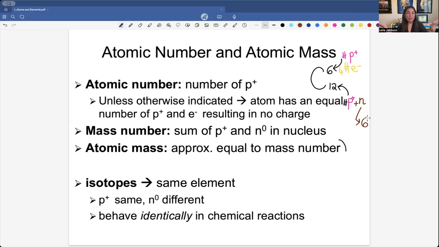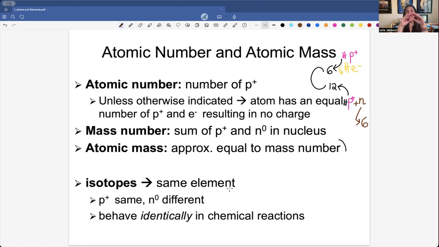Great. So now we have all the information for carbon 12. We know that it has 6 protons in the center, it has 6 neutrons as well, and it has 6 electrons flying around. 6 and 6 and 6. Okay. Now let's look at one more definition, the definition of isotopes.